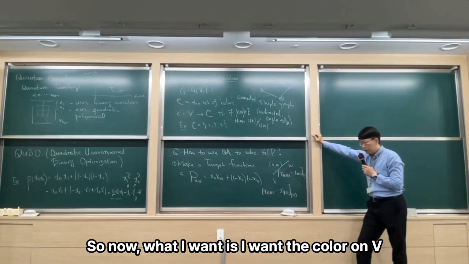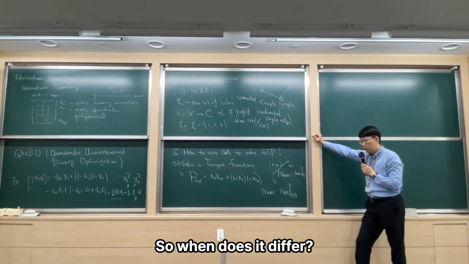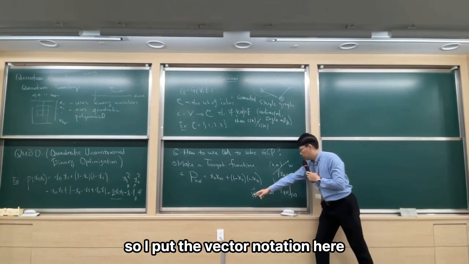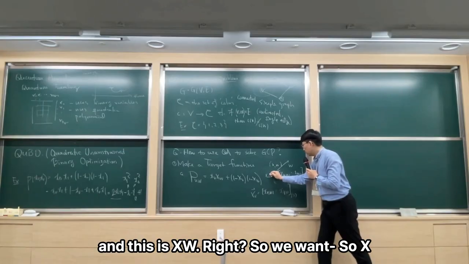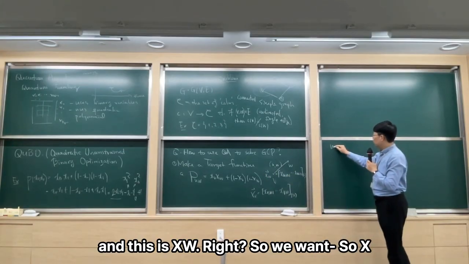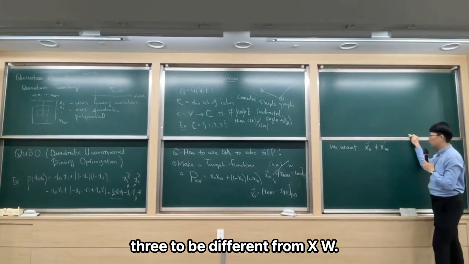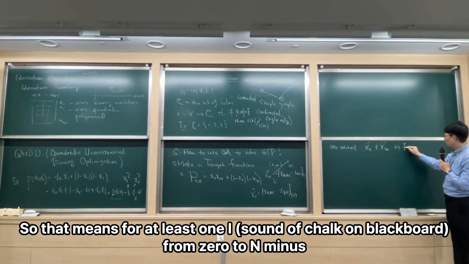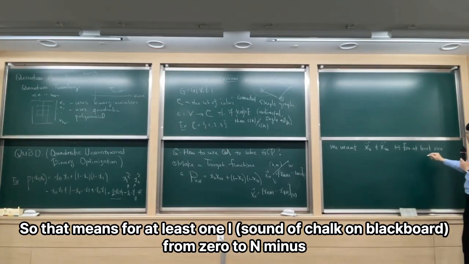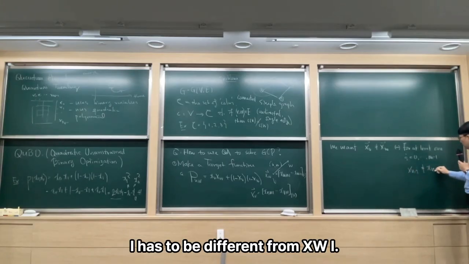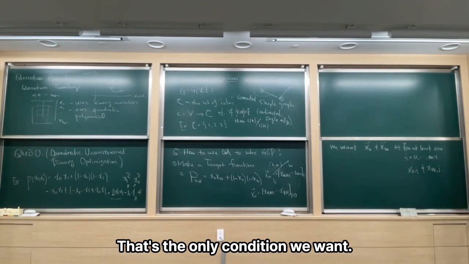Now, what I want is for the color on v and w to be different. So when does it differ? Let's say this is xv, which is kind of a vector, so I put the vector notation here, and this is xw. We want xv to be different from xw. That means for at least one i from 0 to m minus 1, x_{v,i} has to be different from x_{w,i}. That's the only condition we want.